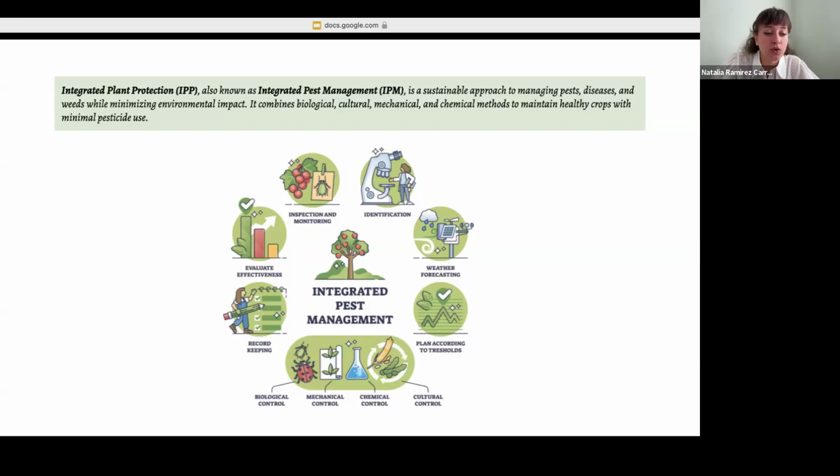We are having more problems reaching the yields that we need because these soils are very poor nowadays, and we need to think in a smarter way how to fight against that, and how to reach higher yields without destroying the environment as we are doing now.